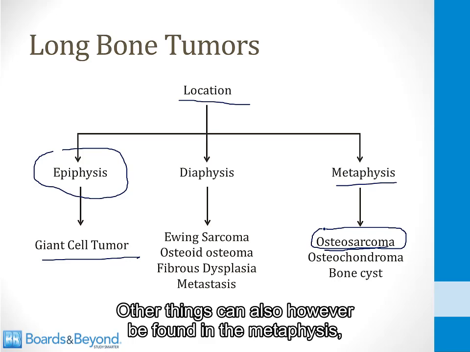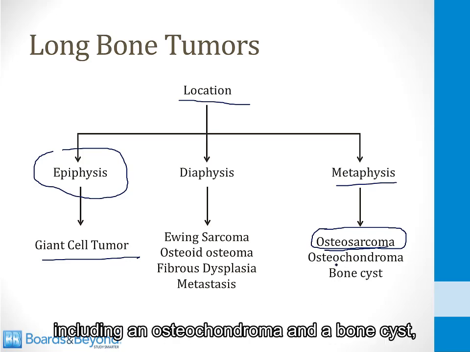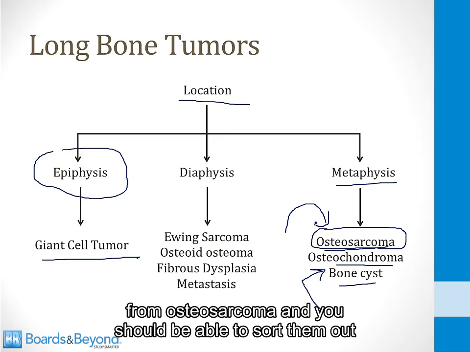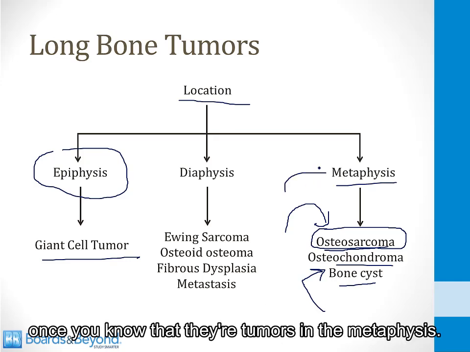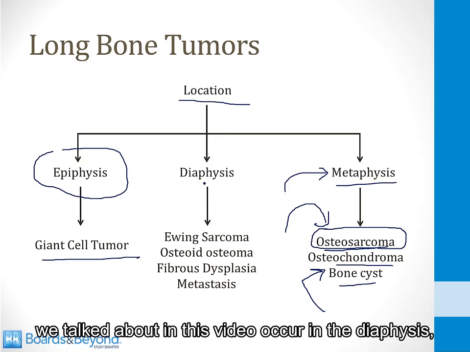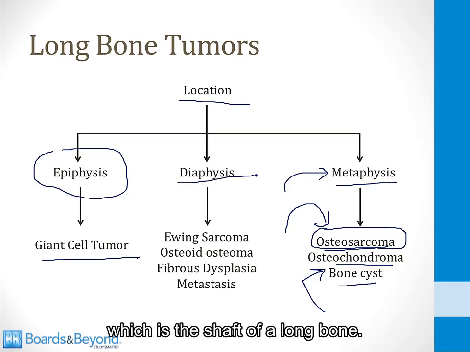Other things can also, however, be found in the metaphysis, including an osteochondroma and a bone cyst, but these two things have very different pathology from osteosarcoma, and you should be able to sort them out once you know that the tumor is in the metaphysis. And then finally, many of the other tumors we talked about in this video occur in the diaphysis, which is the shaft of a long bone.